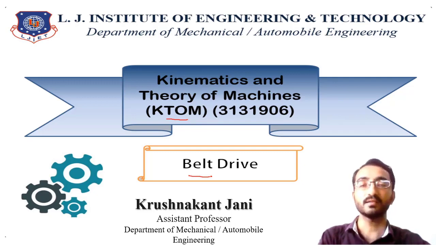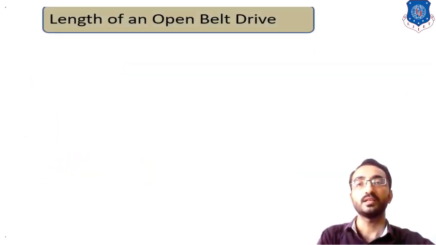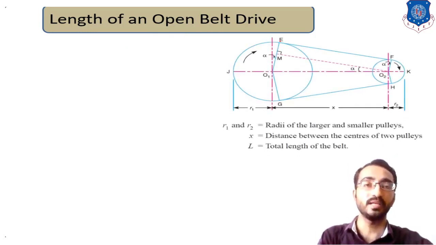Okay, so let's start our session and begin with the derivation for the length of an open belt drive. Let's consider a flat open belt drive in which we have pulley number 1 and pulley number 2. Pulley number 1 is your driving shaft and pulley number 2 is mounted on your driven shaft.